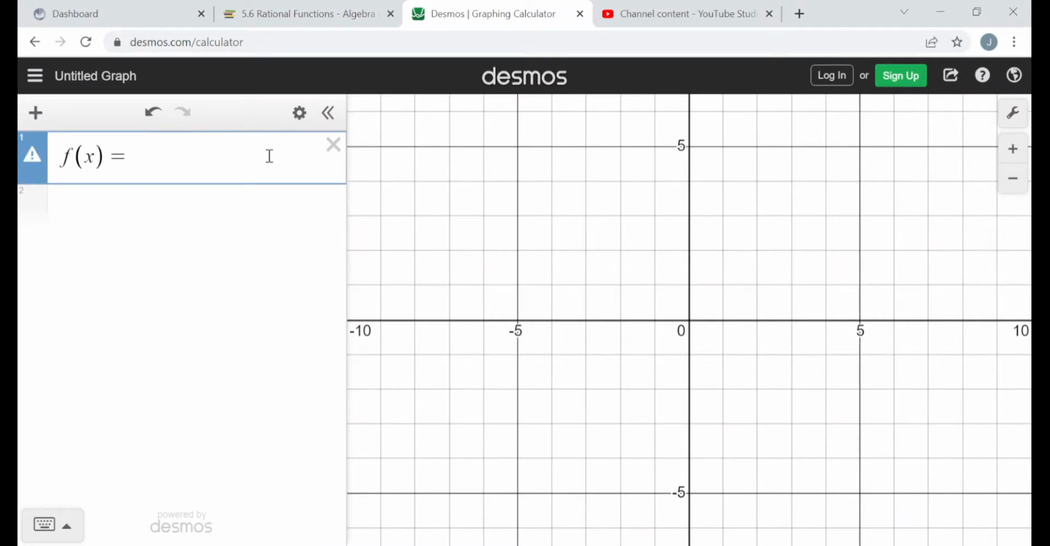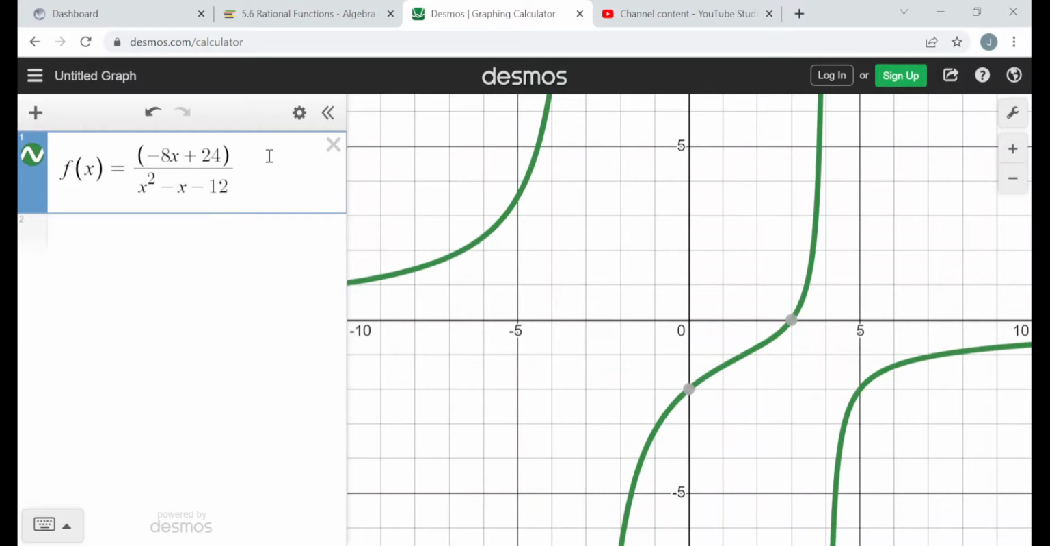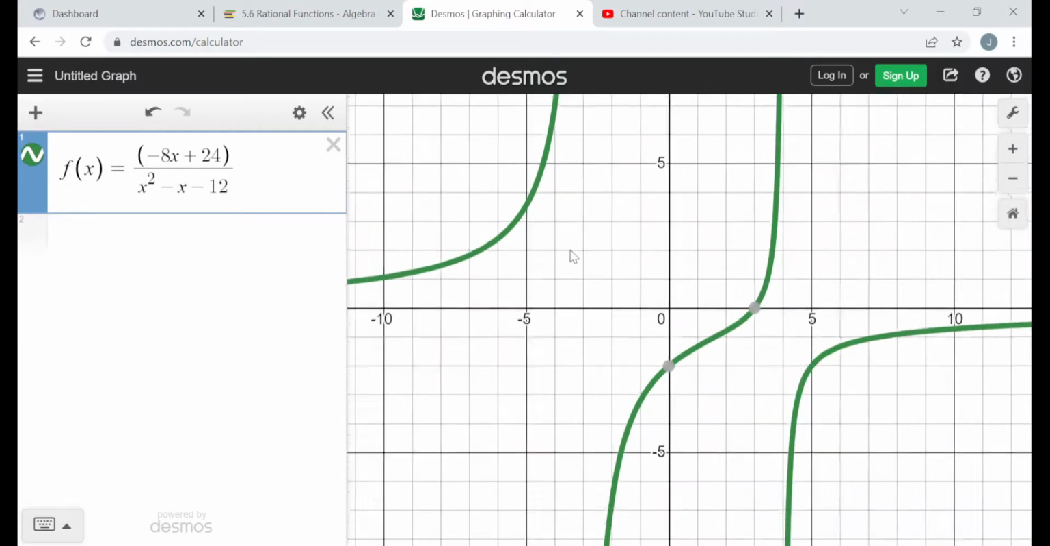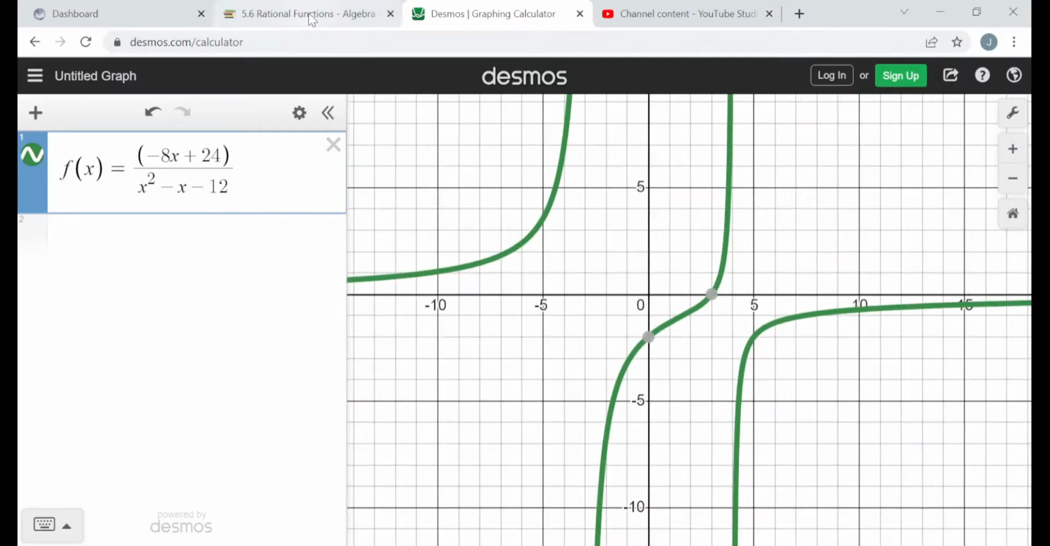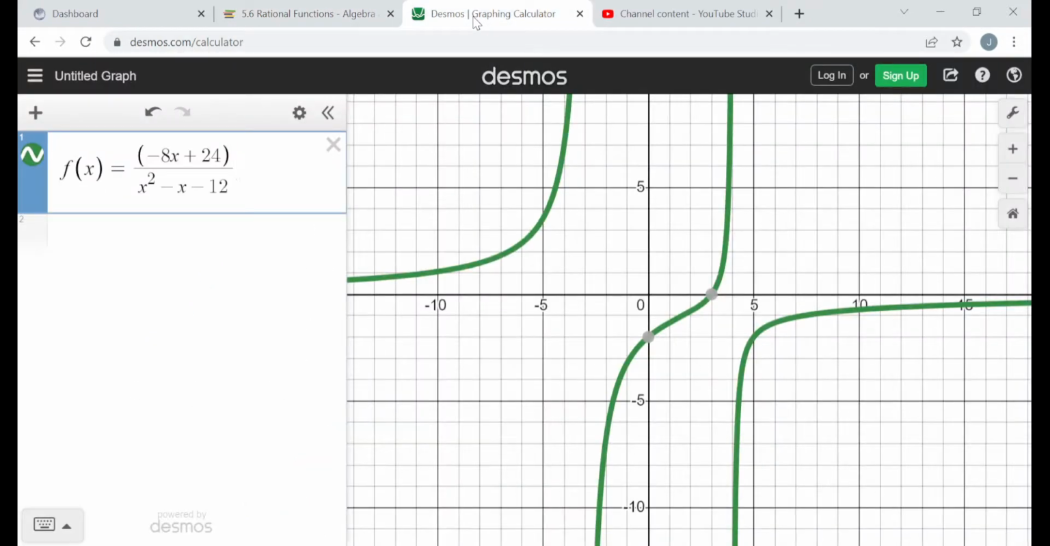f of x equals, I'll put in that multiplied version, negative 8x plus 24. You can put in the factored form too, it doesn't matter, as long as you enter it properly. x squared minus x minus 12. And look at this, compared to this. Looks pretty close, looks pretty similar. And it's got the same asymptotes, got the same intercepts.